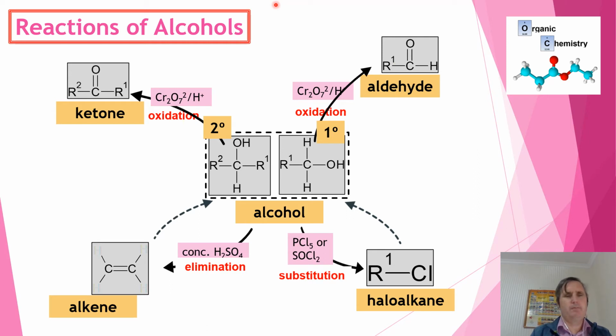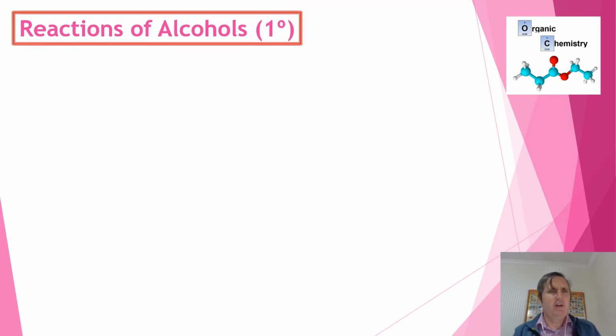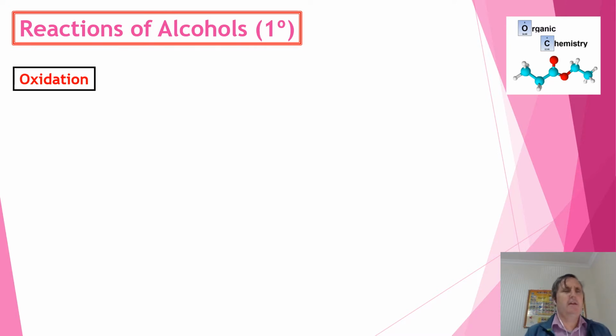Okay, right, let's have a look. The first type of reaction we're going to look at is the oxidation reaction, and specifically the oxidation of primary alcohols.